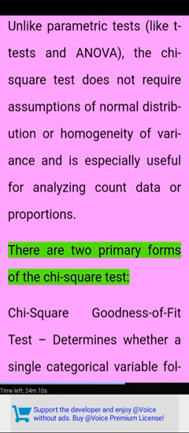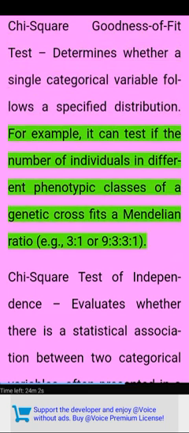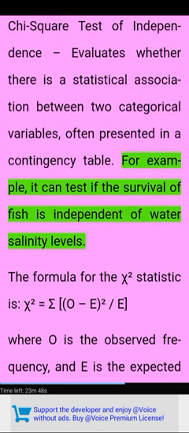There are two primary forms of the chi-square test. The chi-square goodness of fit test determines whether a single categorical variable follows a specified distribution. For example, it can test if the number of individuals in different phenotypic classes of a genetic cross fits a Mendelian ratio, e.g., 3:1 or 9:3:3:1. The chi-square test of independence evaluates whether there is a statistical association between two categorical variables, often presented in a contingency table. For example, it can test if the survival of fish is independent of water salinity levels.